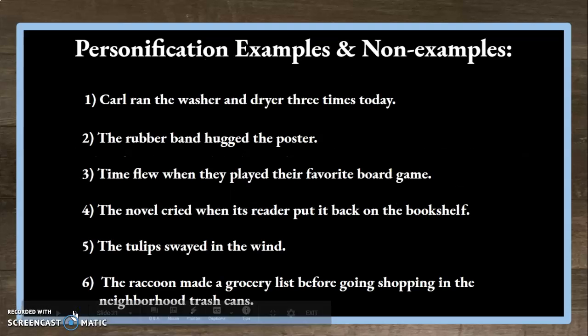So here are the personification examples, and you want to take your scratch paper and you're going to try to decide if they are examples of personification or not. Check if they are, X if they are not. You want to pause this video because shortly I'm going to put the answers up, so please pause it so you have some time to look over them. When you're ready, hit the play button again.